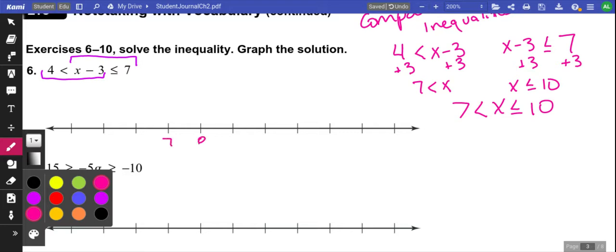So I've got 7, 8, 9, 10, 11. I'll just number these. I know I'm going to have an open circle and a closed circle for my compound inequality here. So open circle here at 7, closed circle because I'm including 10. And x is in between these 2 values. This is an and compound inequality, so I'm shading in the area in between my 2 values. It's higher than 7, but less than or equal to 10.